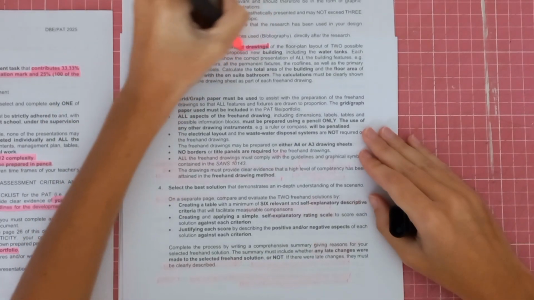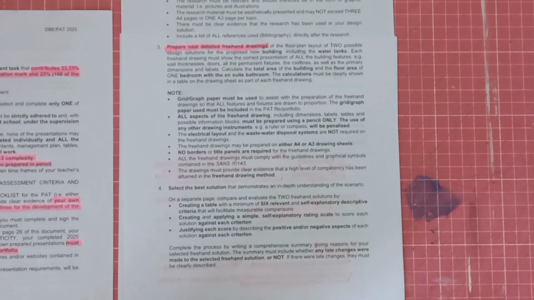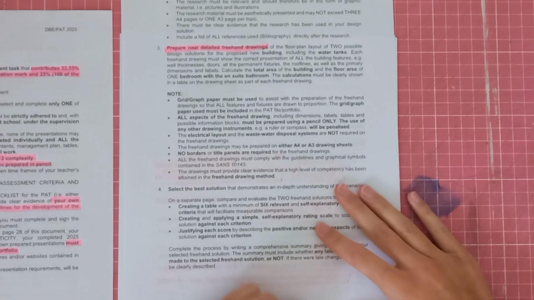You may not draw with a ruler at all. You're not allowed to draw neatly and lightly with your ruler and then go over it with pencil. Don't do that. It's a freehand drawing for a reason, and the grid paper is there to act as those lines to help you. So it's not necessary for you to be drawing lines neatly first and then drawing over it.